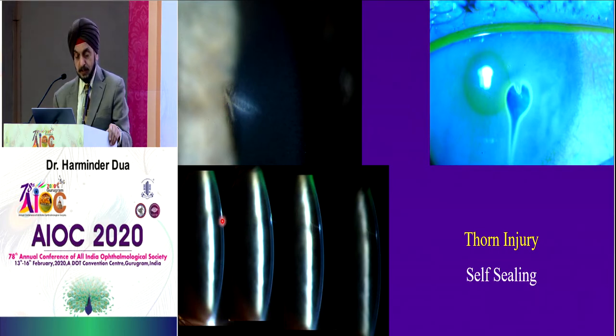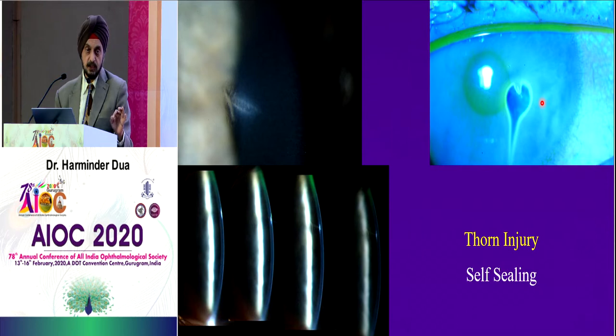Now here's an example of a thorn injury, and if you look at that penetrating injury, and if you look at the trajectory of that wound from the epithelium all the way to the endothelium there, if you draw a line from here to here, that hinge would be within the wound. Here you can see there's leaking, but all you do is nothing, or you put a bandage contact lens and put antibiotic drops, and it'll heal and seal by itself.